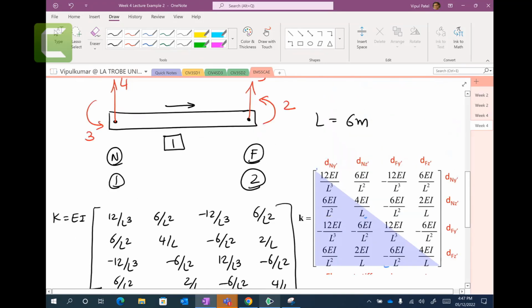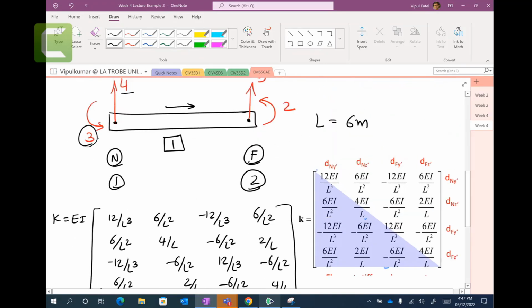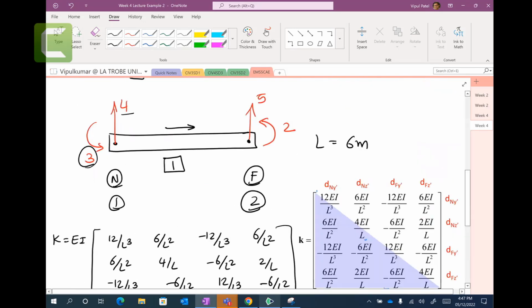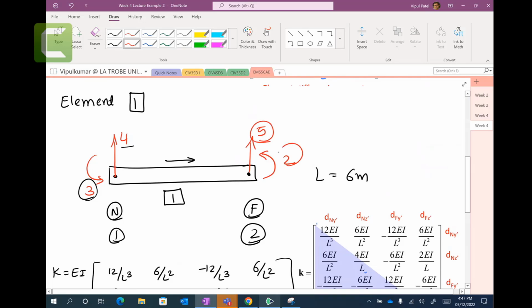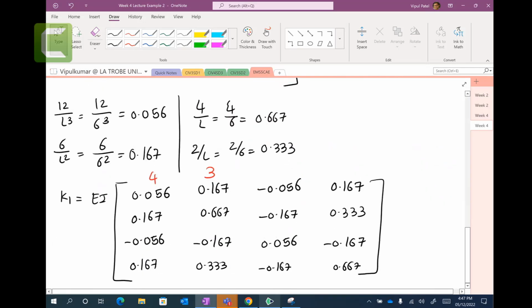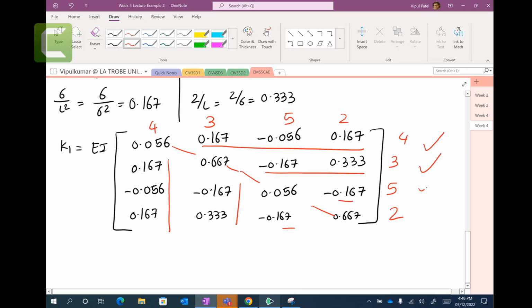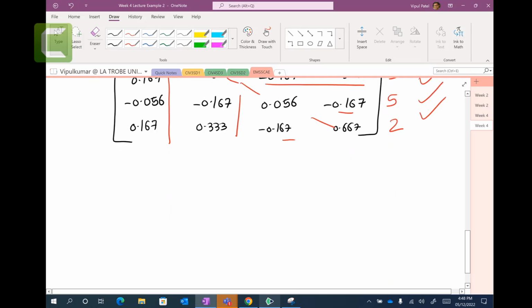Near node, far node business: 4, 3, 5, 2. Check, check, check. All positive diagonals. Good. This line same. These guys same. 1, 2, 3, and 4, check done.